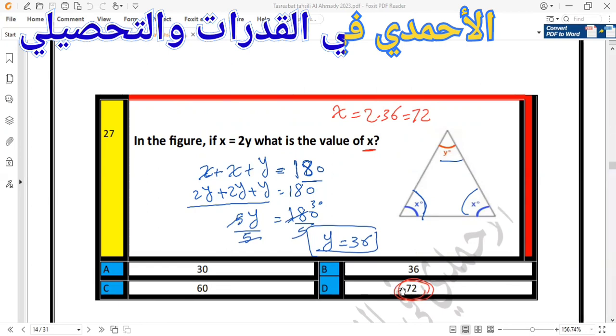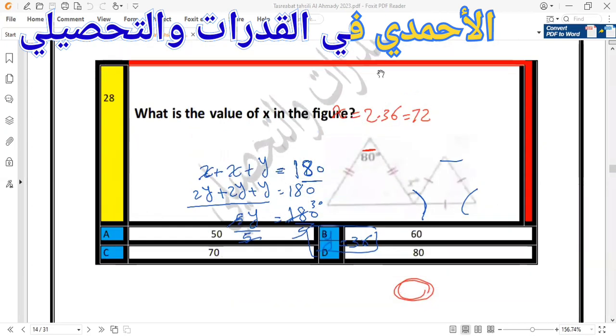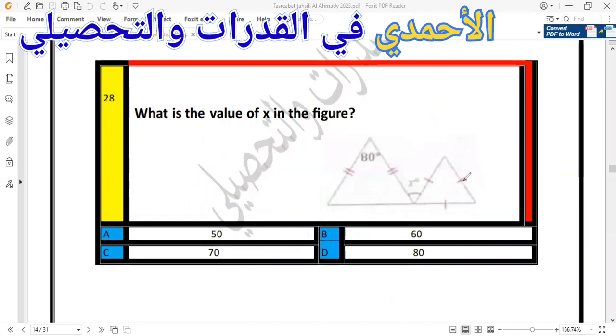Number 28. What's the value of x in the figure? You're asking me to find the value here. This triangle is an equilateral triangle, so each angle here equals 60 degrees. Okay, 60 degrees. Here, this triangle, I have two sides equal, congruent. So here this angle is 80.